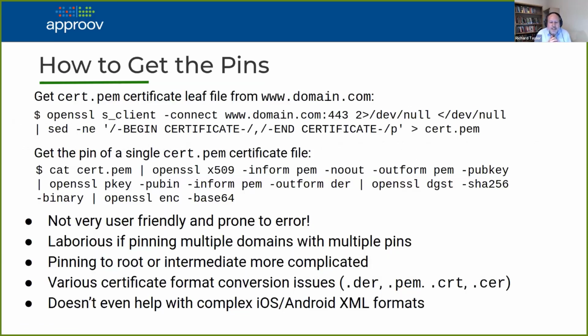However, getting the pin information is quite cumbersome, as we found out ourselves. If you look at the instructions, you tend to have to issue quite long strings of OpenSSL commands, generating files of all sorts of different certificate formats in order to extract the right pin from a particular certificate file. So it's really not very user friendly. And you have to do this for every single pin that you want to include for each domain. So it's a bit laborious, and it doesn't really help you with actually generating the exact format for the XML file.